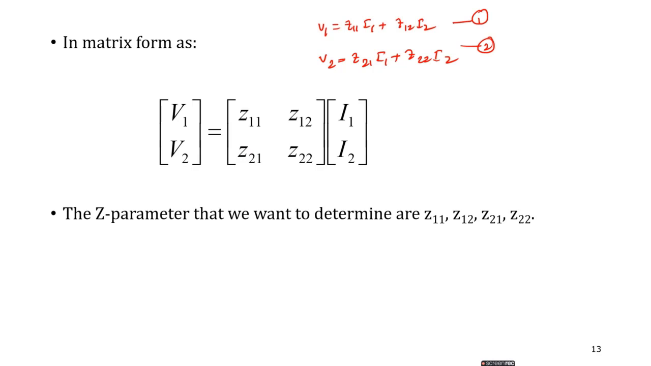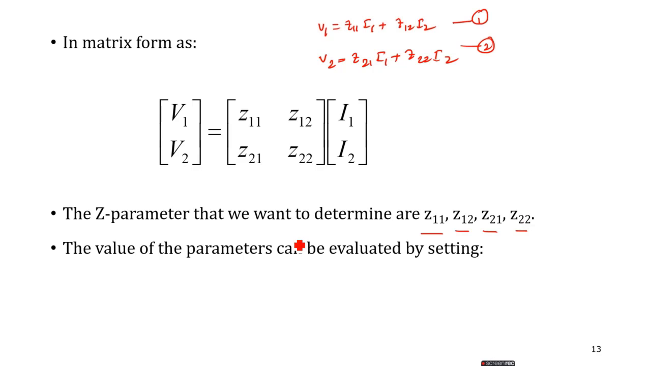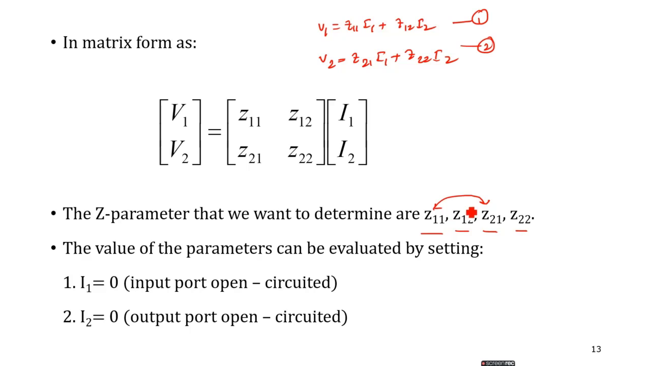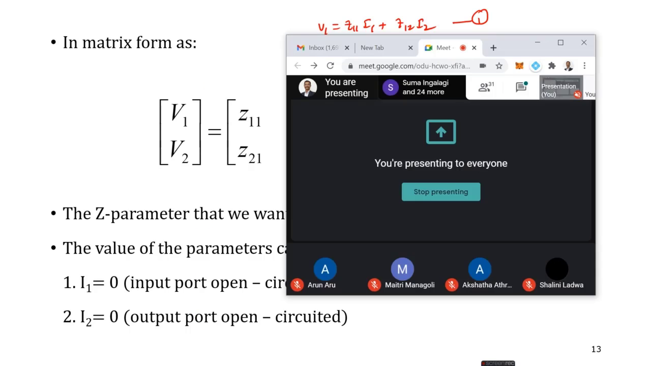So what do we mean by Z11, Z12, Z21 and Z22? That is our point of discussion here. The values of the parameters can be evaluated by setting I1 equal to 0, which gives the first two parameters Z11 and Z21. To calculate the values of Z12 and Z22, make I2 as 0.